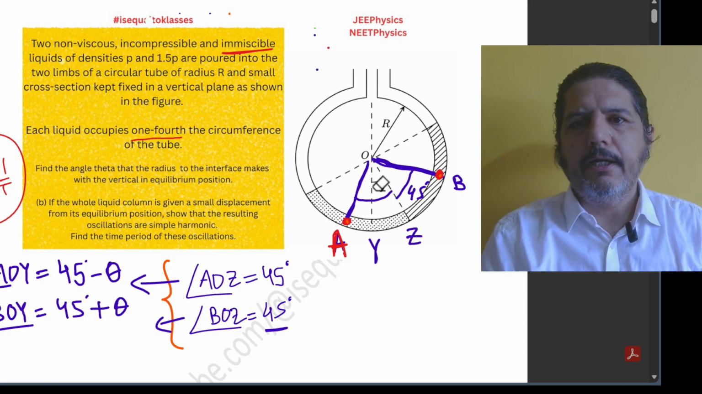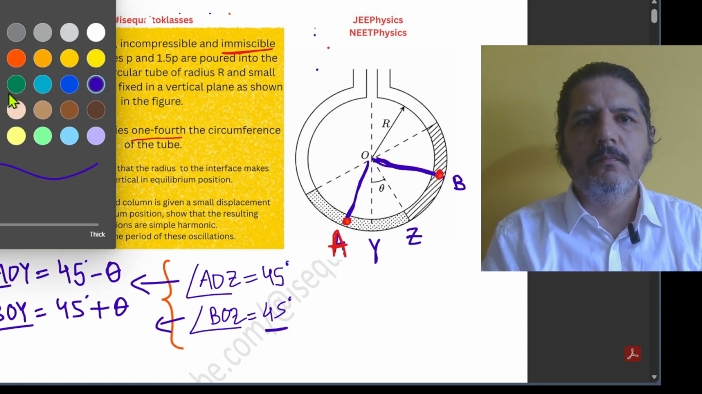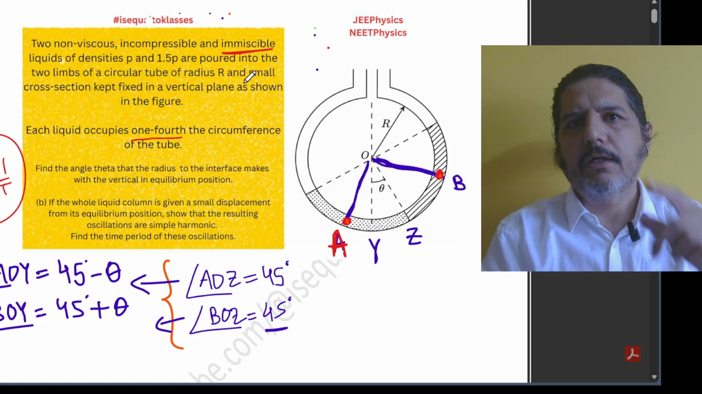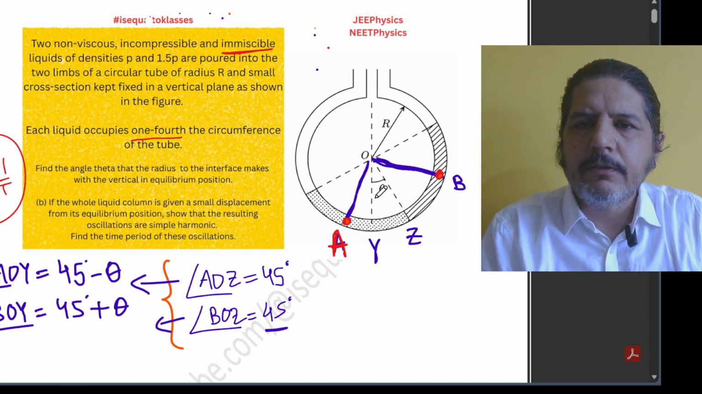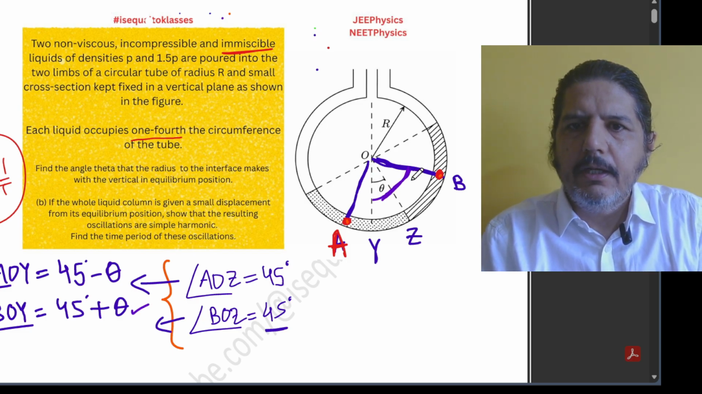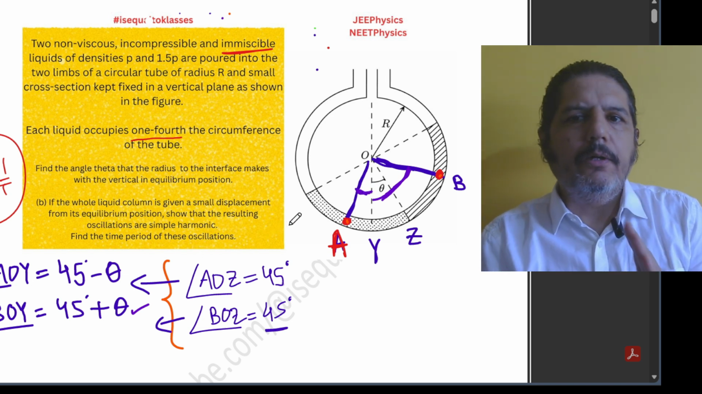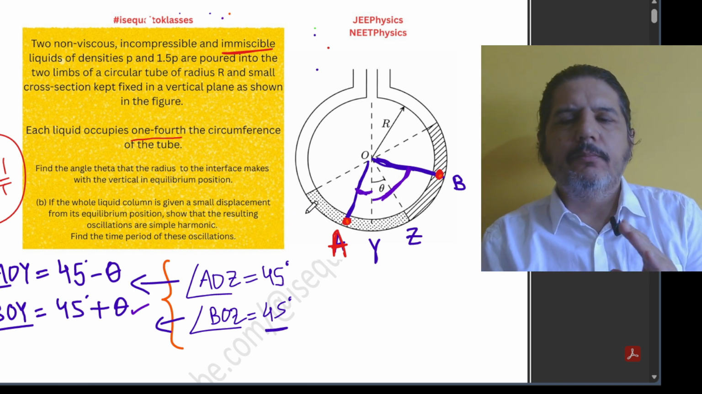Let me write it here also. What I'm trying to tell you is, and why am I doing this? Because I'll require this in 2 minutes. See, this whole angle BOY is 45 plus theta, and AOY is 45 minus theta.